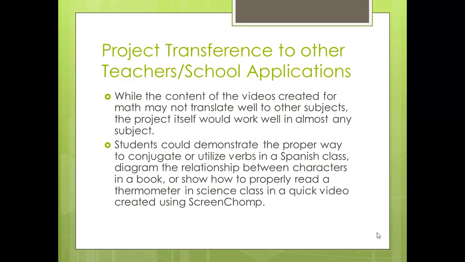Project transference to other teachers or school applications. While the content of the videos created for math may not translate well to other subjects, the project itself would work well with almost any subject. Students could demonstrate the proper way to conjugate or utilize verbs in a Spanish class. They could diagram the relationship between characters in a book, or they could show how to properly read a thermometer in a science class. You can really create a quick video for anything.